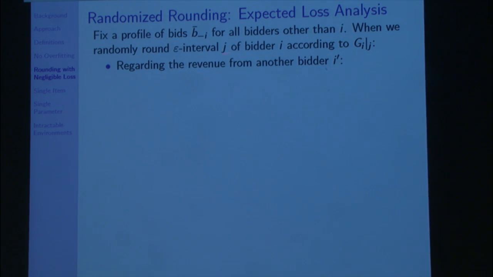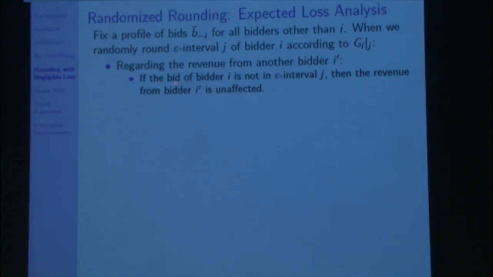So let's start with the easy part regarding the revenue from other bidders. If Mark's bid is not in epsilon interval j, this is the silliest case, then the revenue from any of the other bidders is unaffected, right? Because Mark's bid is not in epsilon interval j, we don't replace it. We continue with it. So the bid profile, including Mark's bid, is unchanged, so the winner is unchanged. And if the winner is not Mark, then that winner pays his minimal winning bid, which is the same. Okay? So far? Again, ask me some questions.